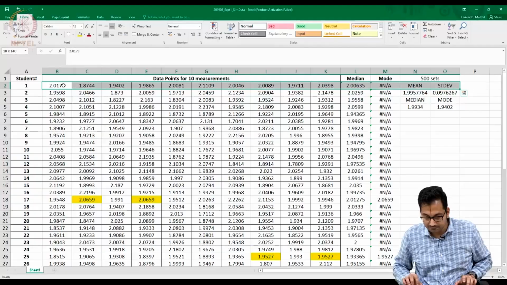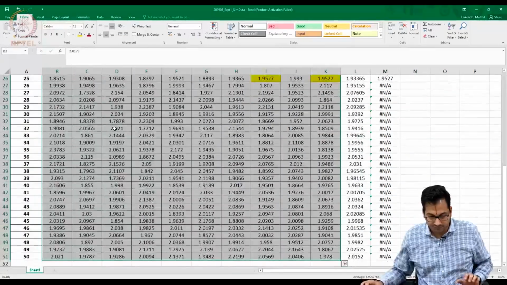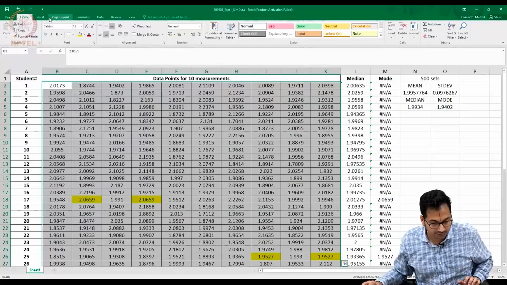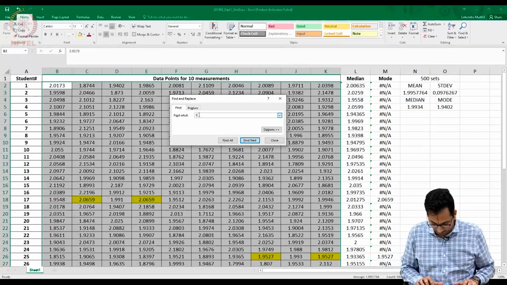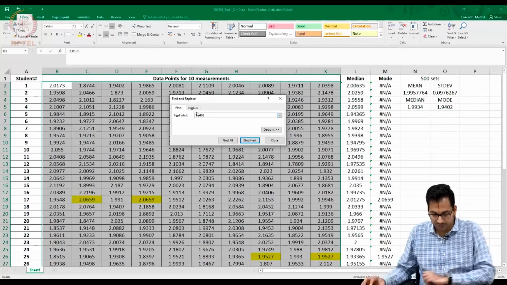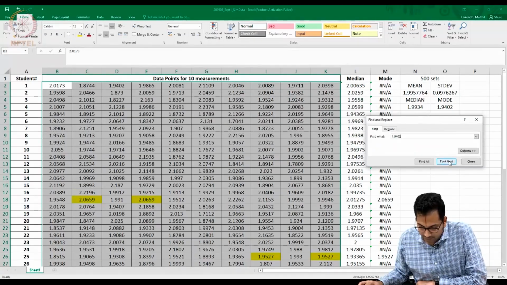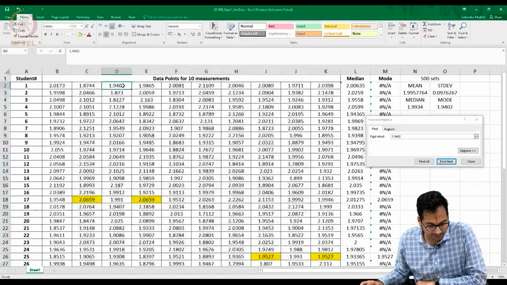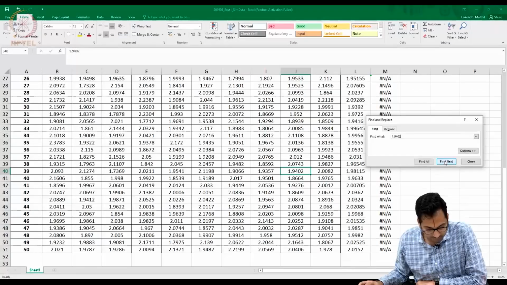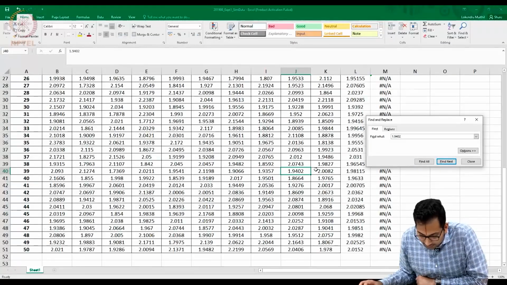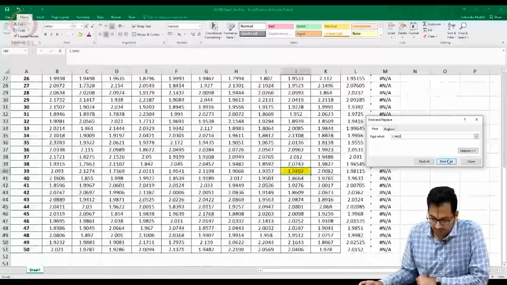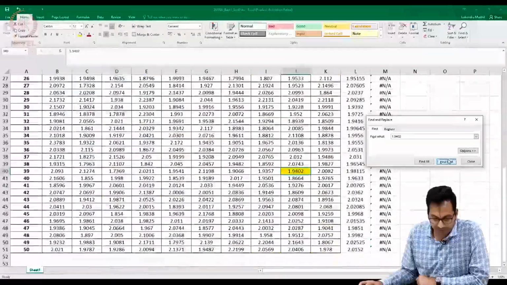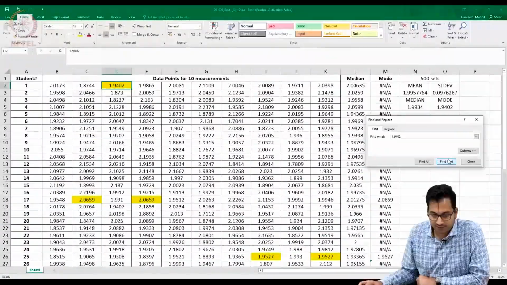Select all, then you should be able to search the data. So let's say find what? 1.9402. There you go, that is the first occurrence. Where is the next occurrence? There is the next occurrence. So basically this appears twice.